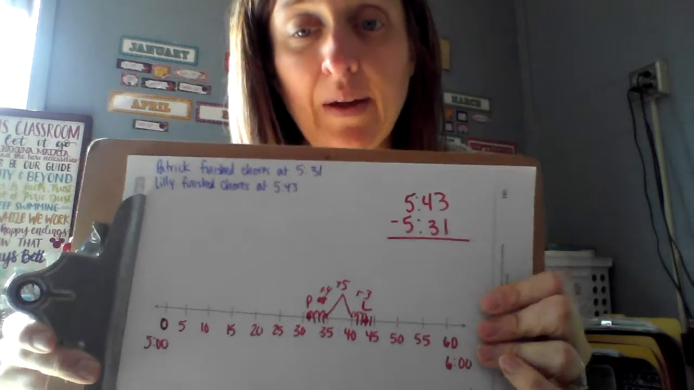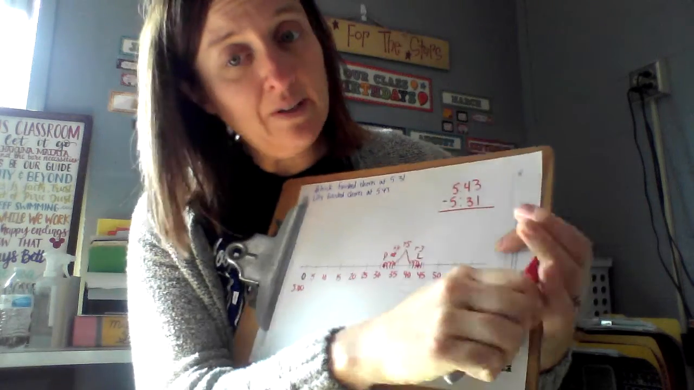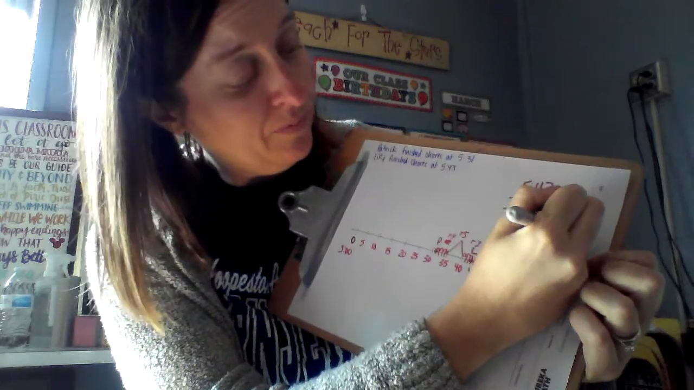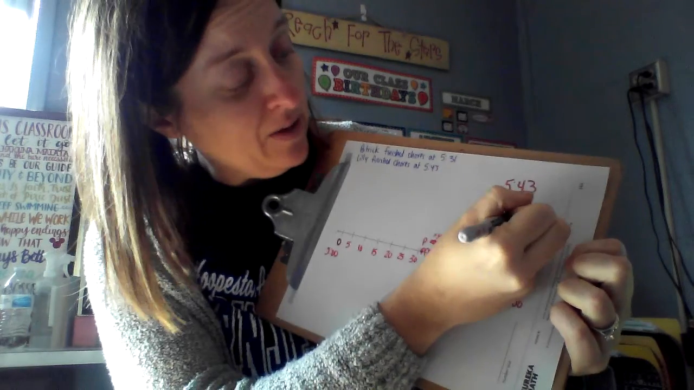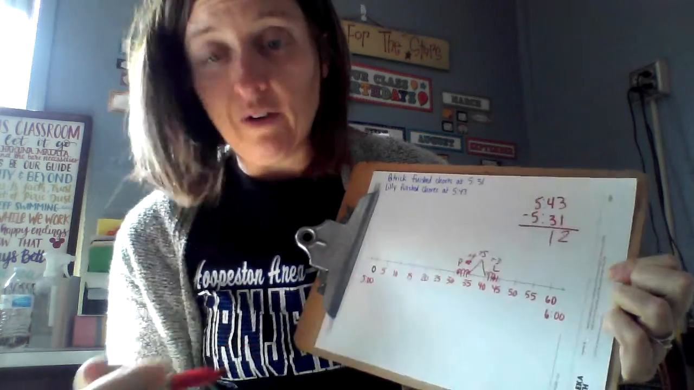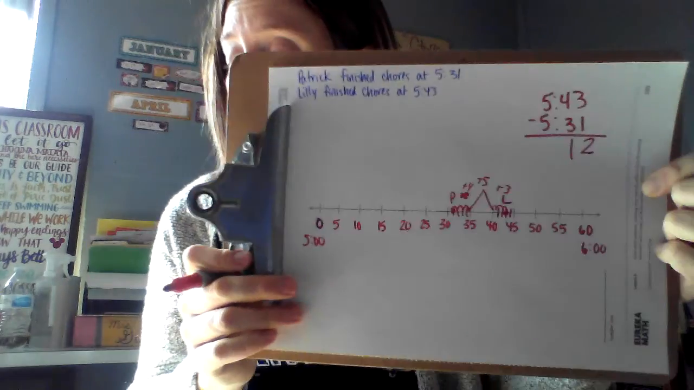So I could take 5:43 minus 5:31. And this way only works if both of my times are in the same hour. And I can subtract them. Well, 3 minus 1, I know that equals 2. 4 minus 3, I know that equals 1. So again, 12 minutes. I got the same answer either way.